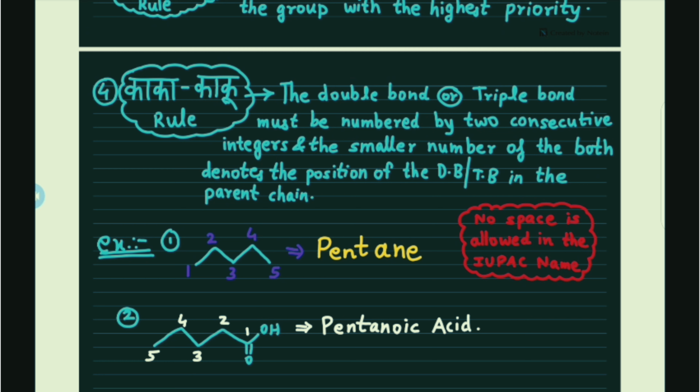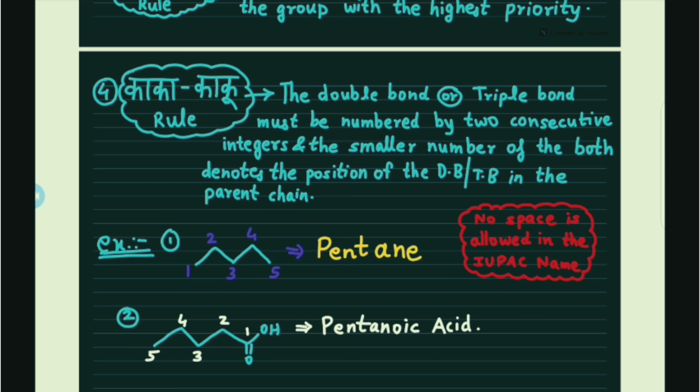See, whenever you have a compound, let's suppose you have a five carbon chain, and there is a double bond in the middle. The rule says that the double bond or triple bond must be numbered by two consecutive integers. That is, if the first carbon of the double bond is number 2, then the second carbon should be numbered 3, not 4 or 6. I hope you get the point.